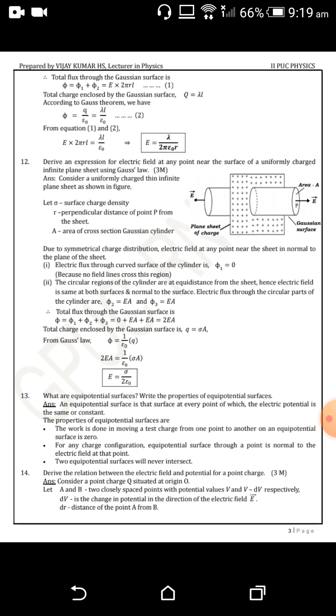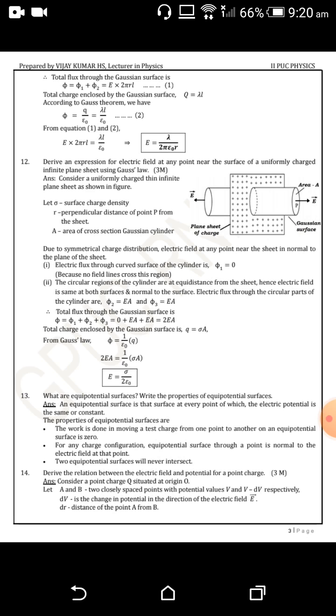The 13th question is of the second chapter. So we'll start with that. The question is, what are equipotential surfaces? Write the properties of equipotential surfaces.